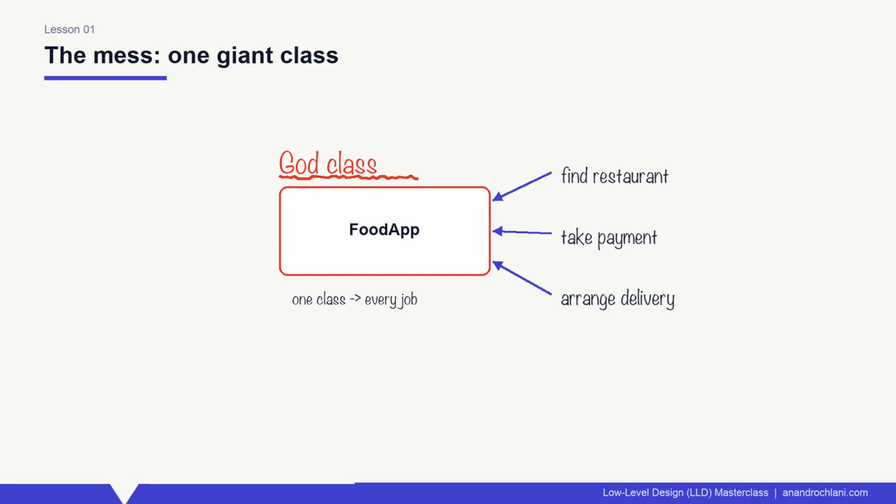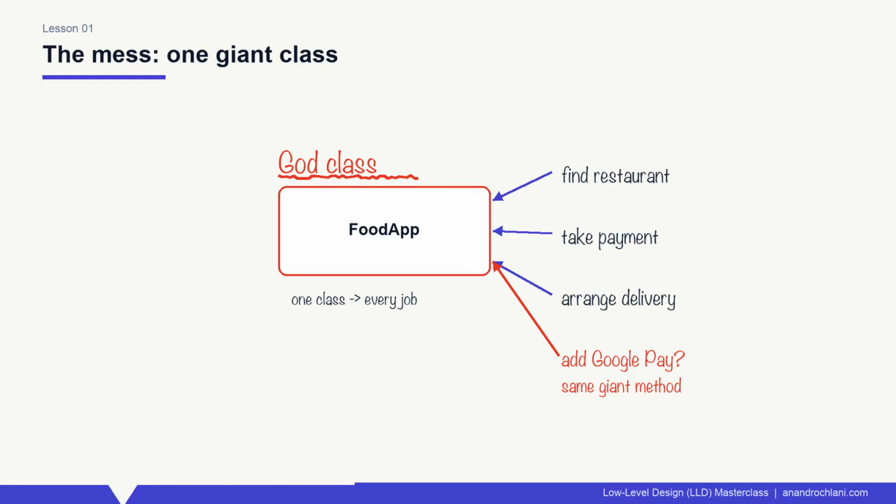And here is why that is dangerous. The day you add a new payment option, like Google Pay, you must reopen that same giant method, the one that also handles restaurants and delivery. A small payment change now lives right next to unrelated code, so it is easy to break something by accident. Keep 3 words in your head: restaurant, payment, delivery. 3 different reasons for one class to change. Now let's look at the actual code.